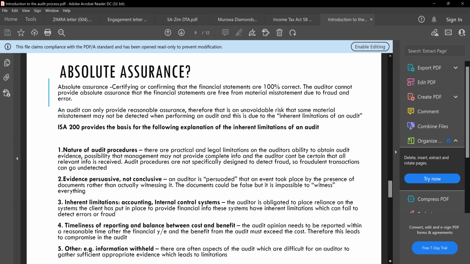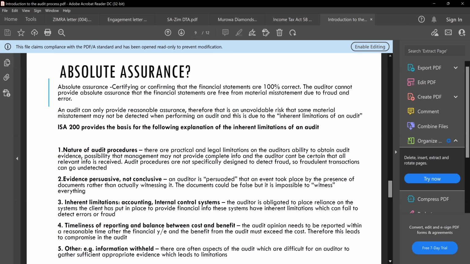Timelines of reporting and balance between the cost and the benefit. The audit opinion needs to be reported within a reasonable time after the financial year end, right? And the benefits from the audit must exceed the cost. Therefore, this could lead to the audit being compromised in some way or another, right? So because of the timelines and the cost, and because the benefit must exceed the cost of actually performing the audit, this could compromise the audit, and therefore the auditor can't give 100% assurance, right? The auditor can't give absolute assurance.